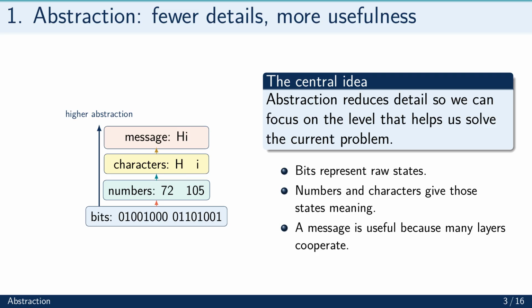None of the lower layers disappear. Each layer provides the foundation for the next one. The benefit is that we do not need to think about every switch when reading a message. As programmers, we constantly choose an appropriate level of abstraction. We work with strings instead of individual bits, functions instead of repeated instructions, and data structures instead of isolated memory locations.